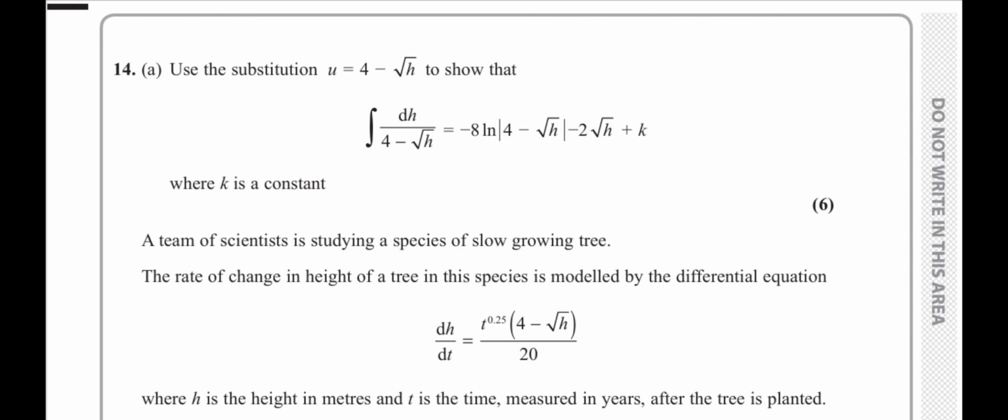Question 14. Use the substitution u equals 4 minus square root of h to show that the integral of dh over 4 minus root h equals minus 8 ln(4 minus root h) minus 2 root h plus k, where k is a constant. So basically this is an integration with substitution question. So let's write the question here to keep track of where we need to reach.